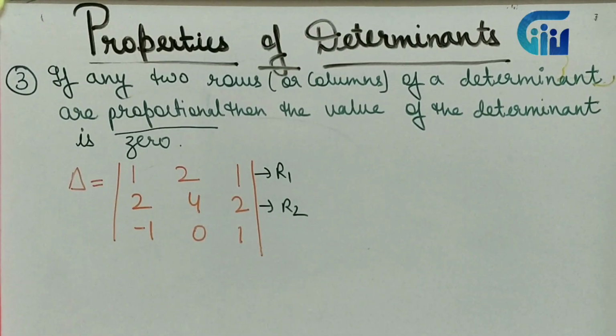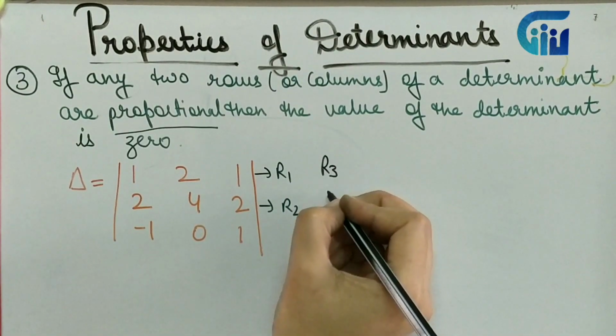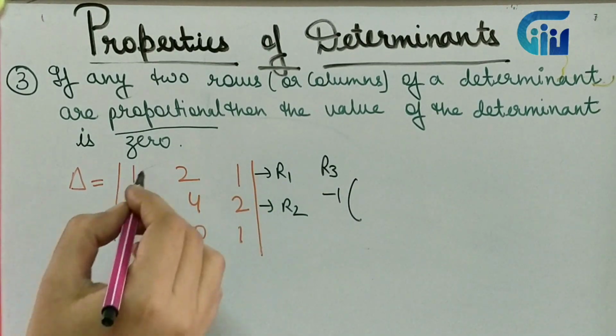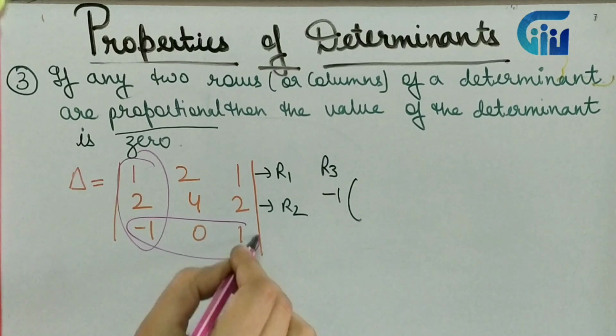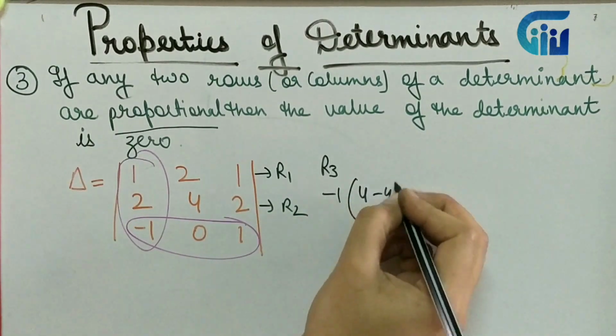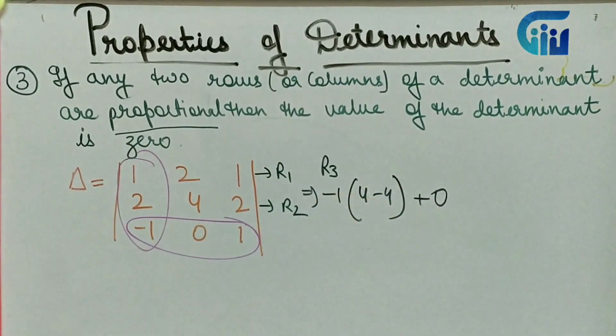So now let's expand it along R3 this time. If I expand it along R3, I'll write minus 1. Cover this particular column, this particular row. What will I get? 2 into 2 is 4, minus 4. I'll write the second element, which is 0. So there is no need of expanding along that particular row or column because the answer will come out to be 0.